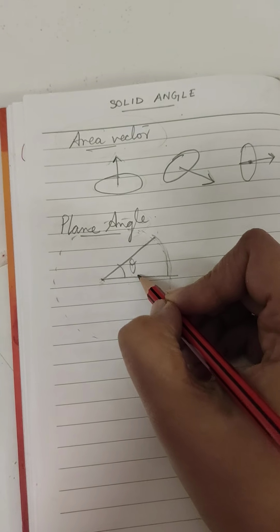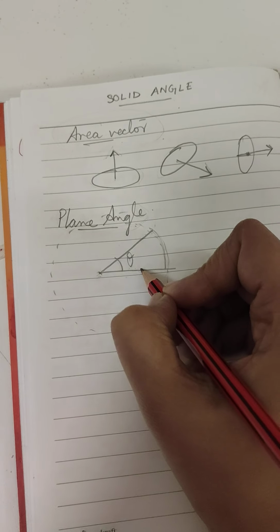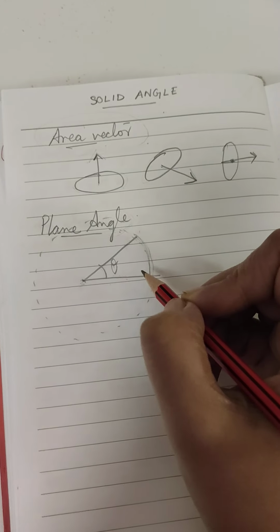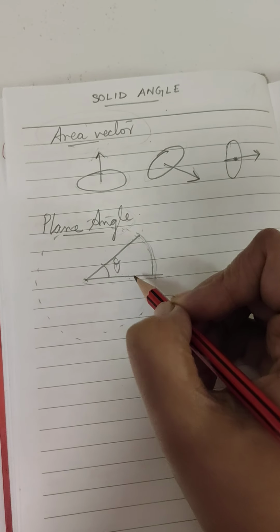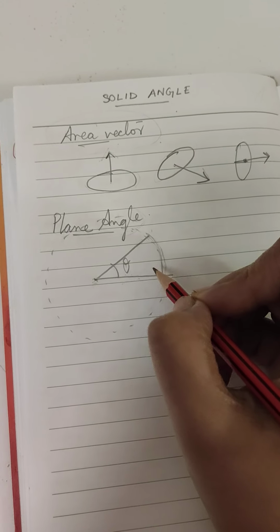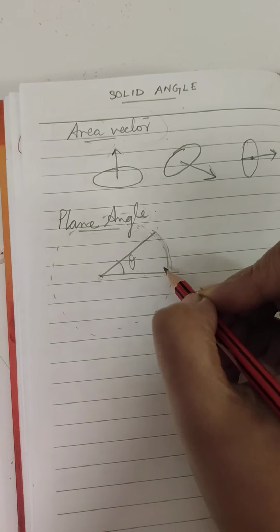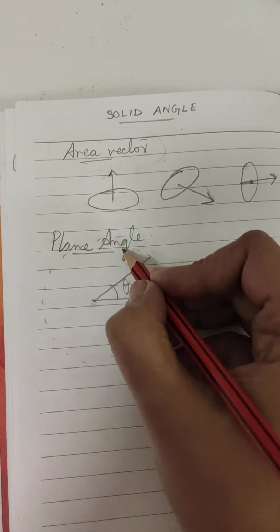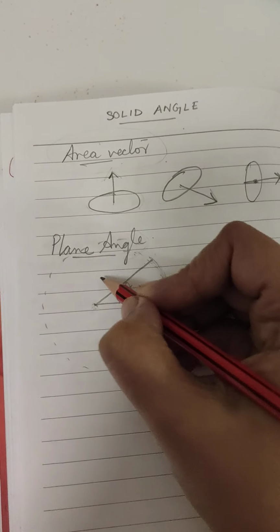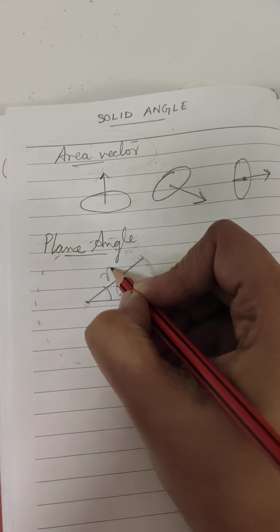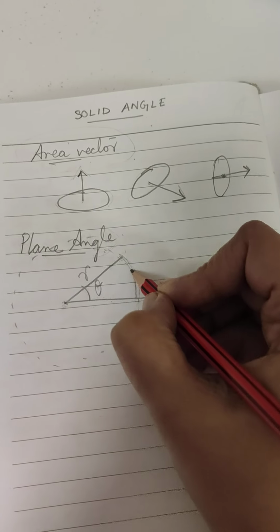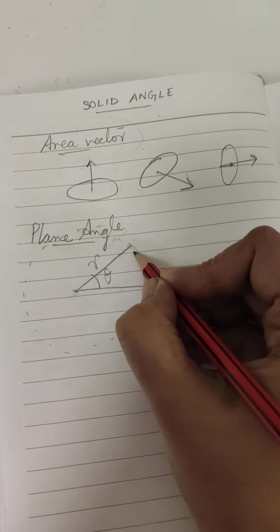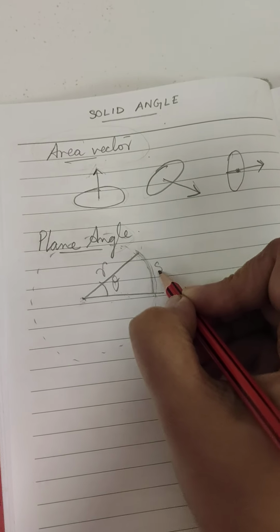Now, plane angle is usually measured in degrees, but we can also measure it in radians. When we talk about trigonometric functions and we differentiate or integrate them, we measure it in radians. So here we are talking about a circle, say of radius r. Then the angle subtended by the arc at its center is a plane angle. Say the arc is of length S.